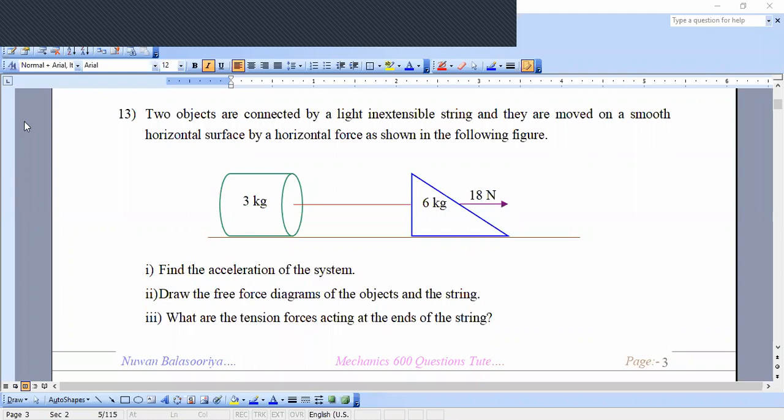Two objects are connected by a light inextensible string, and they are moved on a smooth horizontal surface by a horizontal force as shown in the following. Question 1. Find the acceleration of the system. Question 2. Draw the free body diagrams of the objects and the string. Question 3. What are the tension forces acting at the ends of the string?